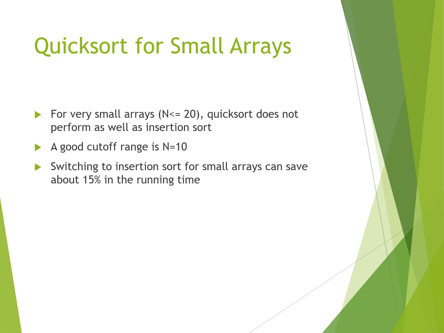Quicksort for small arrays. For very small arrays, n less than or equal to 20, quicksort does not perform as well as insertion sort. A good cutoff range is n equals 10. Switching to insertion sort for small arrays can save about 15% in the running time.